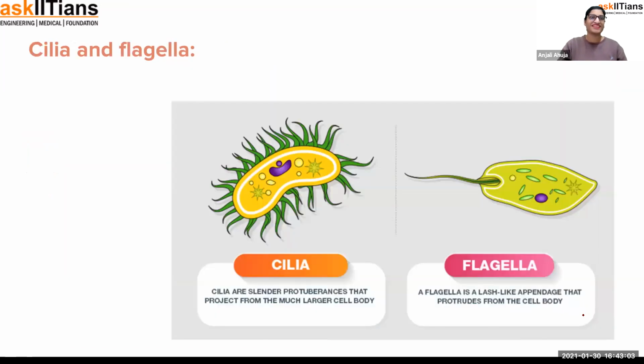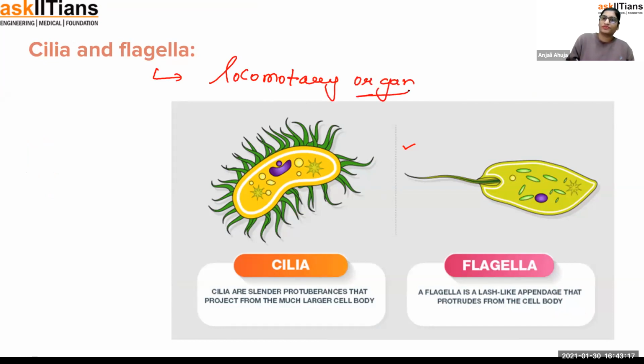Okay, so the next part that we have to cover is cilia and flagella. The first thing I have mentioned earlier also: cilia and flagella are the locomotory organelles. They help in locomotion. I'm just writing. So basically, the basic structure is the same.